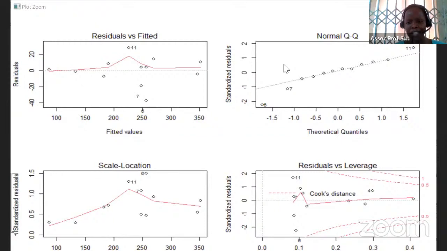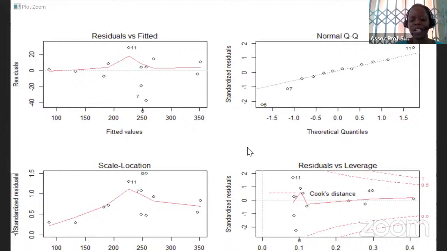You can see that there are some residuals that have been identified: residual 11, residual 7, and residual 6. So the program is telling us that those residuals are high, but that does not necessarily mean that they're outliers. So you just need to check them out. If they are wrongly written, then you correct them, but you don't need to delete them immediately.